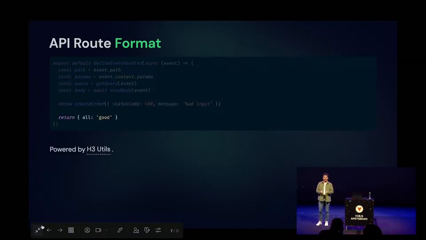And then you can return an object or a stream or whatever you want, and we will handle it. This is auto-imported, and it's based on H3. H3 is an npm package, a minimal HTTP framework, which is used by Nitro, which is used by Nuxt. Nuxt uses Nitro, and Nitro uses H3.